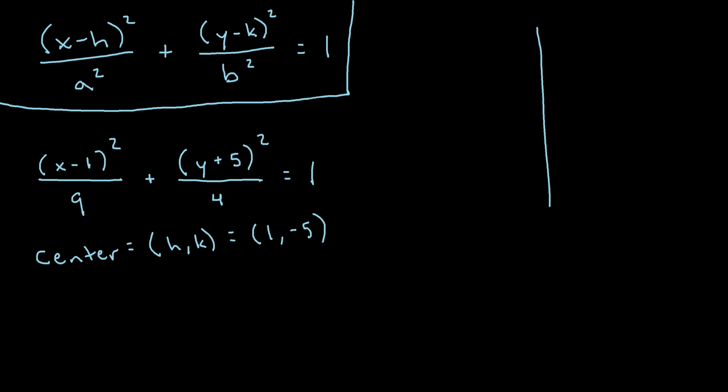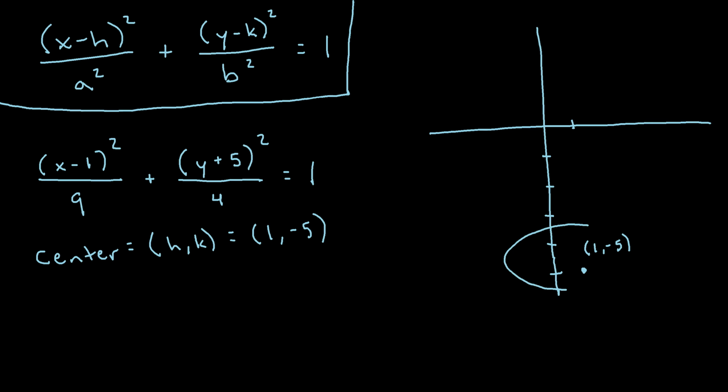So if we want, we can sketch this out just to visualize this situation. So we have 1, 2, 3, 4, 5. So the center of our ellipse is right here at 1, negative 5. So notice that the larger denominator, the 9, is located under the x. So that means that this whole ellipse will be x-oriented, or it will be horizontal, something like this.